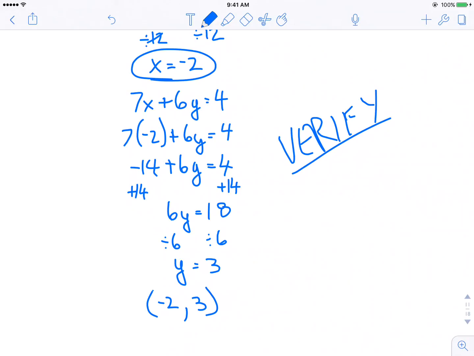Okay. Next example is a little bit longer, so I'm going to finish this one right here, and I'll come back with example number 2.